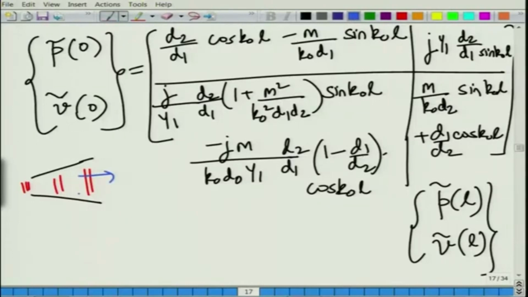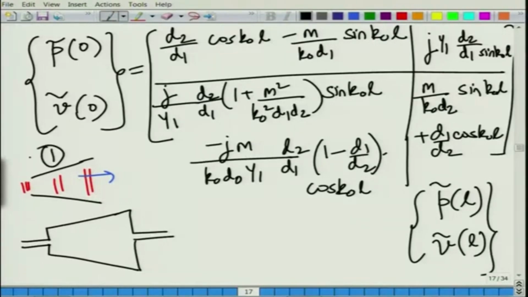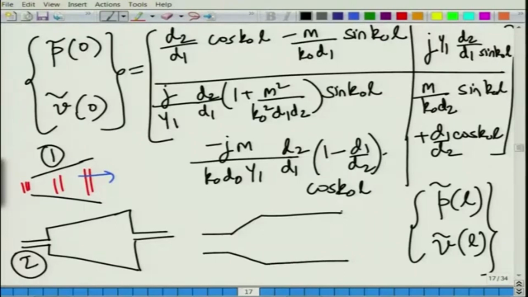And the other configuration we will be worrying about is sudden expansion. And so, this is 1, this is 2. Often we have things like this, where this angle is given here.